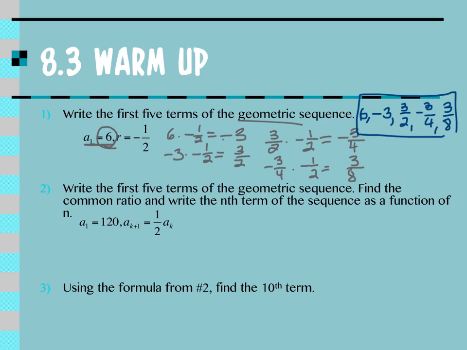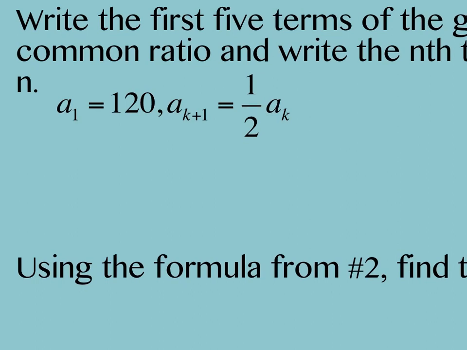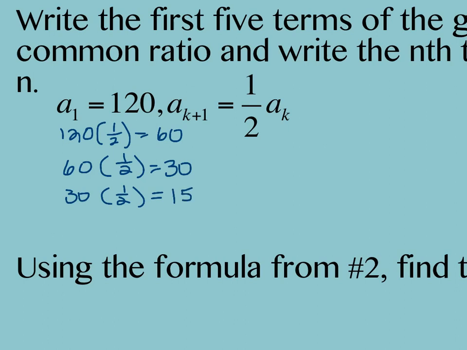Number 2 says write the first five terms of the geometric sequence, then find the common ratio and write the nth term of the sequence as a function of n. So this time it's given to you as recursive, but it is also geometric because you're multiplying the same thing every time. So if I were to multiply a sub 1 times 1/2, I'd get 120 times 1/2, which is 60. And then 60 times 1/2, 30. 30 times 1/2, 15. And 15 times 1/2, 15/2, or 7.5. So the first five terms start with 120, then 60, then 30, then 15, then 15/2.